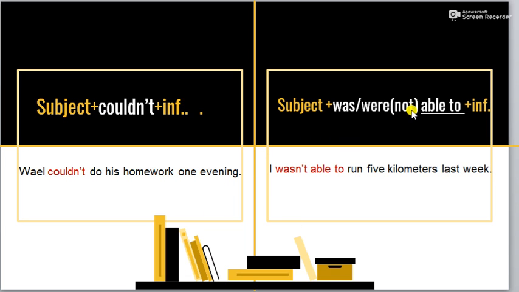Here we also use not after was and were. Was not able to, were not able to. For example, I wasn't able to run 5 kilometers last week.